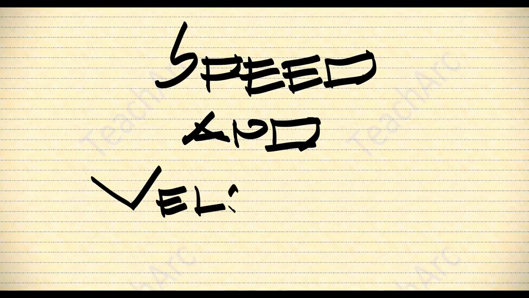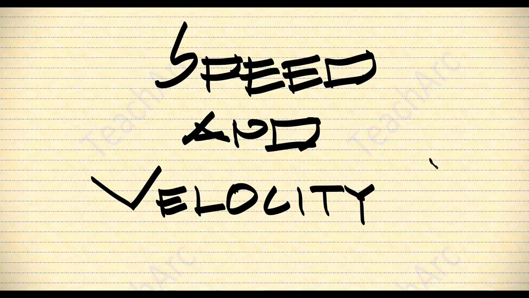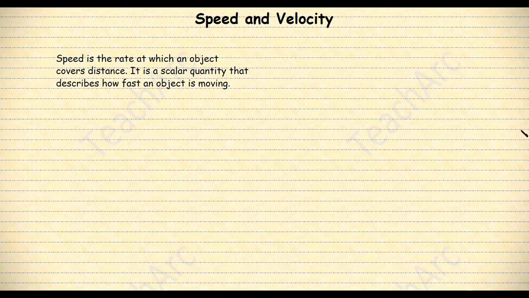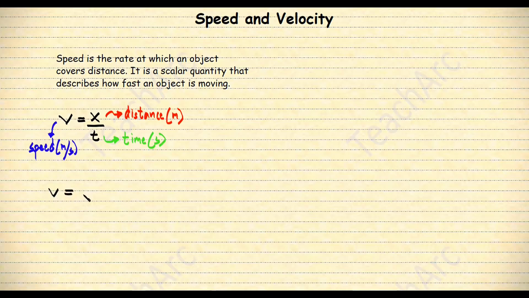Find out how speed is different from velocity. Speed is the rate at which an object covers distance. It is a scalar quantity that describes how fast an object is moving. Mathematically, we say v is equal to x over t, where x is distance with an SI unit of meters. T is time measured in seconds, and v will be our speed, which will be in meters per second.